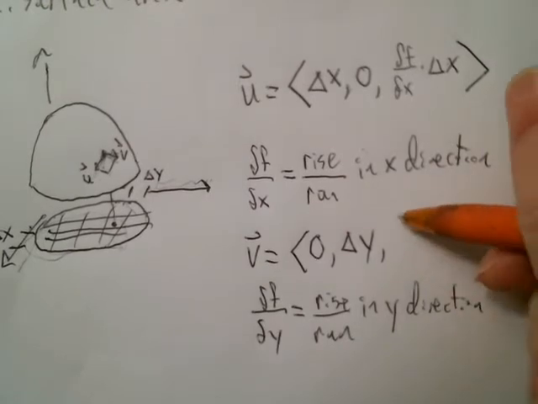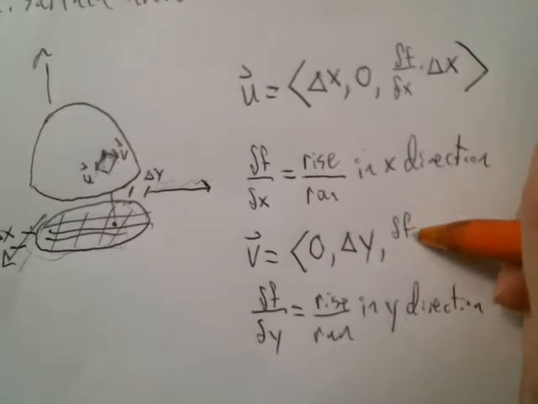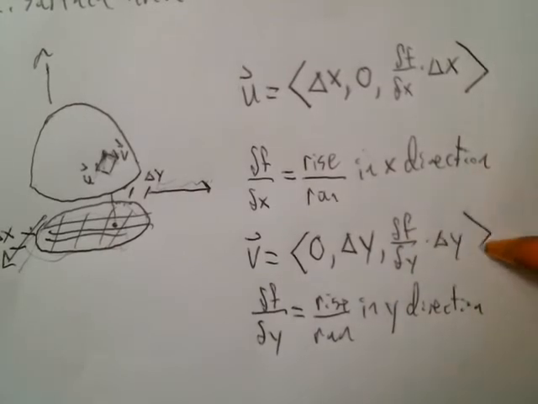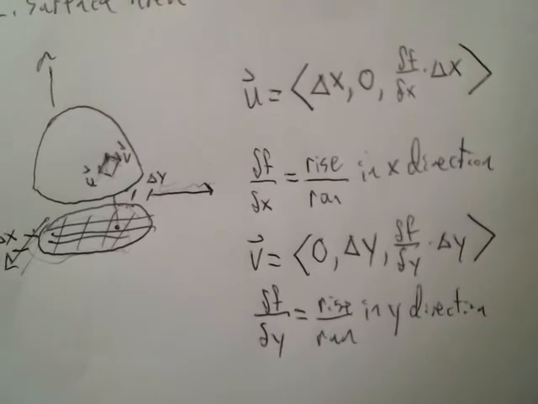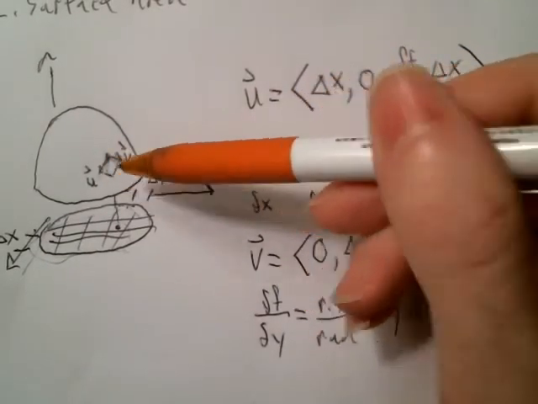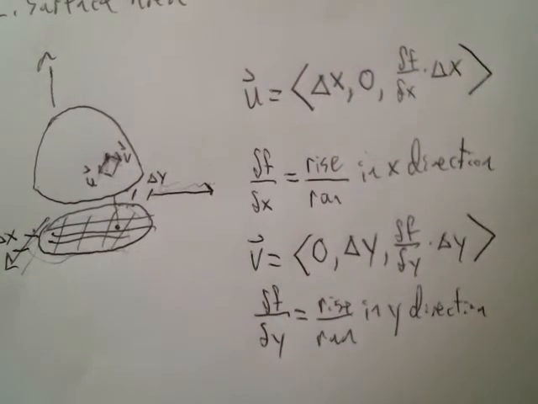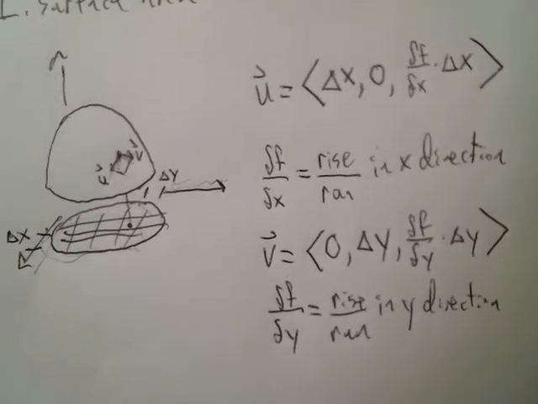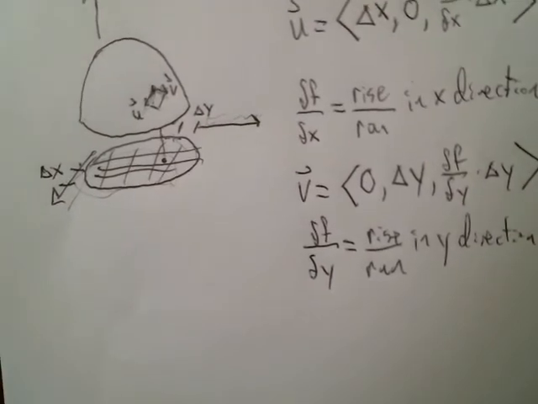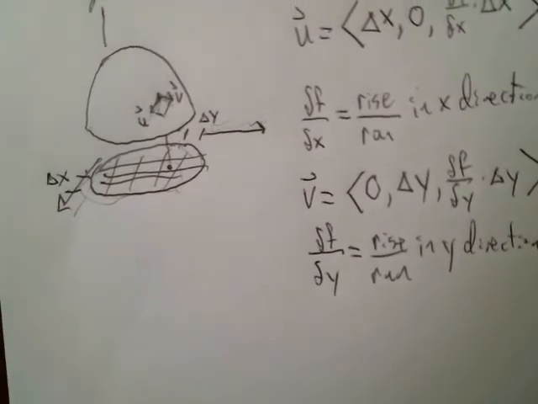And so for that component, I'm going to use the partial derivative of f with respect to y times the change in y. Okay? And that gives us the vectors that we require to describe this rectangle. Now all we need to do is figure out what the heck the area of this rectangle is.